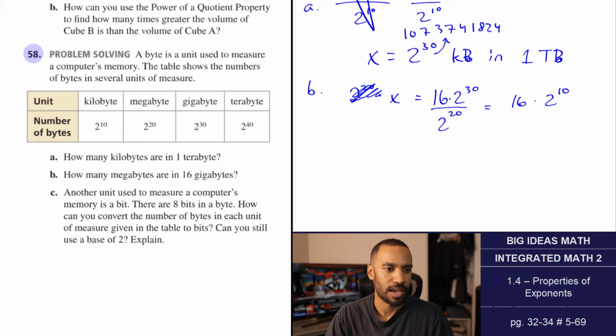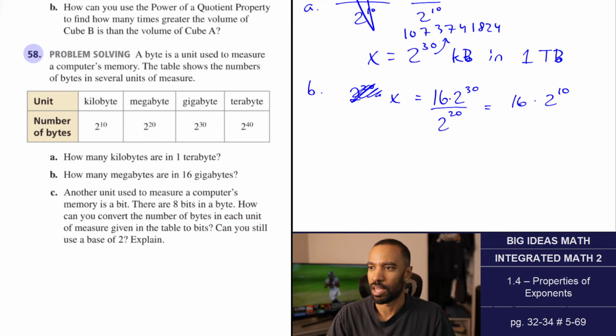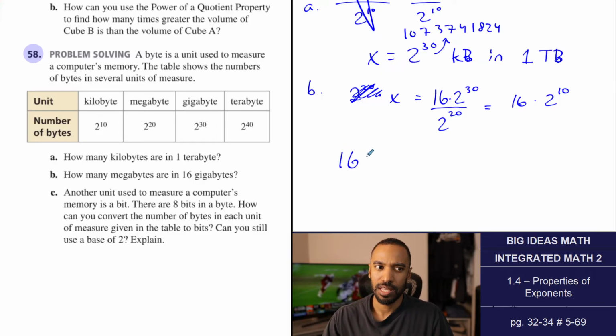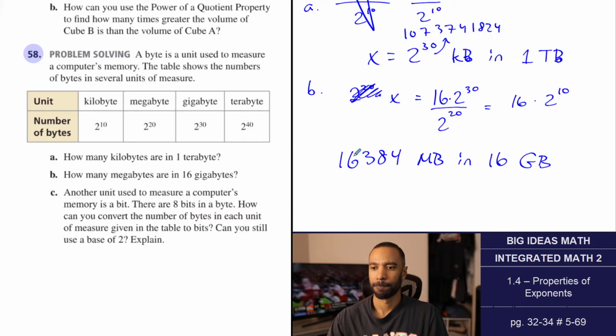So 2 to the 10th is 1,024. 16 times that 1,024 is 16,384. So 16,384 megabytes in 16 gigabytes.